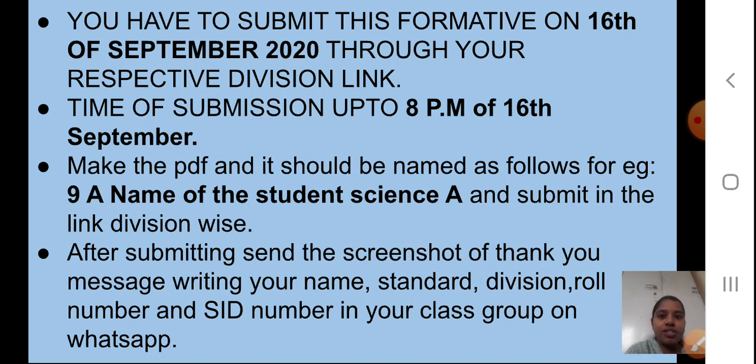You are getting a thank you message, right? Writing your name, standard, division, roll number and SID number in your class group on WhatsApp. Okay, so below that thank you message write your name, standard, division, your SID number, and then you send it in the group. So we will understand that you have submitted your formative.